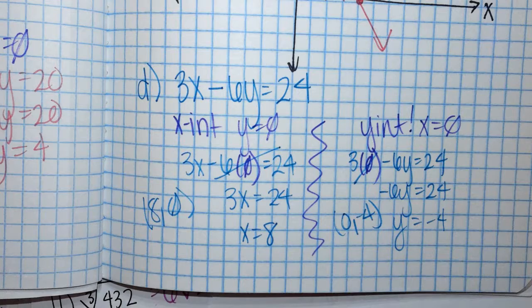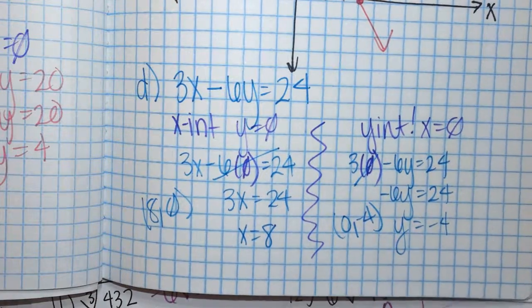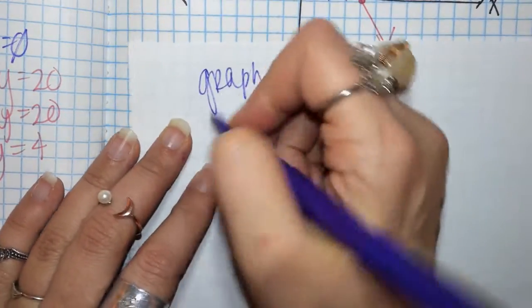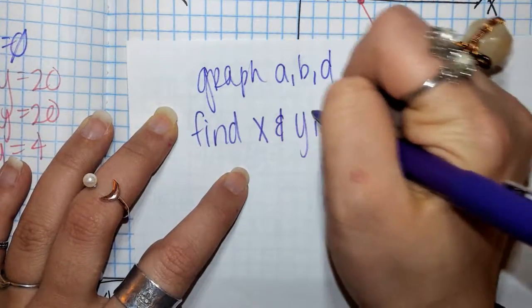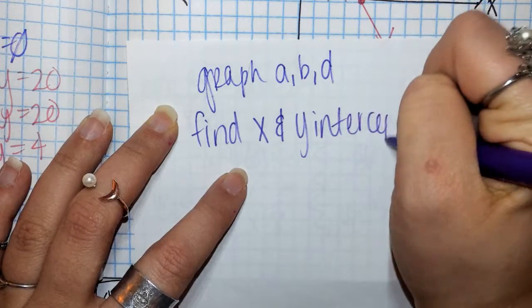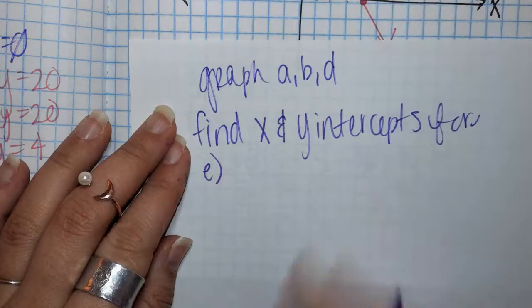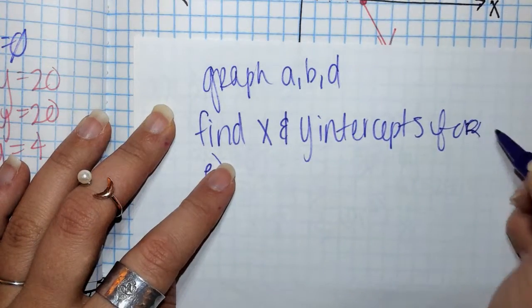Alright, so your homework tonight is to graph A, B, and D. And then find the x and y intercepts for E.